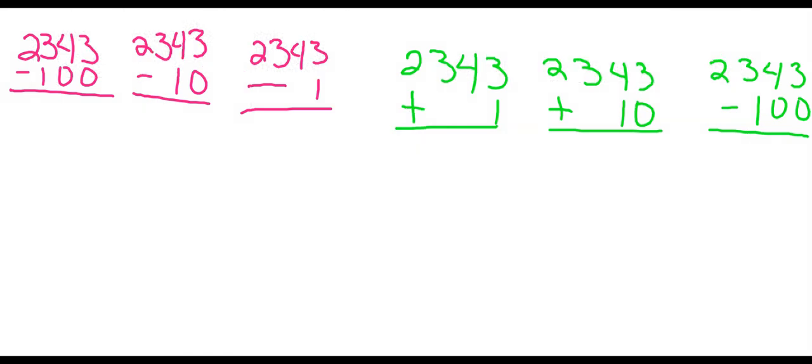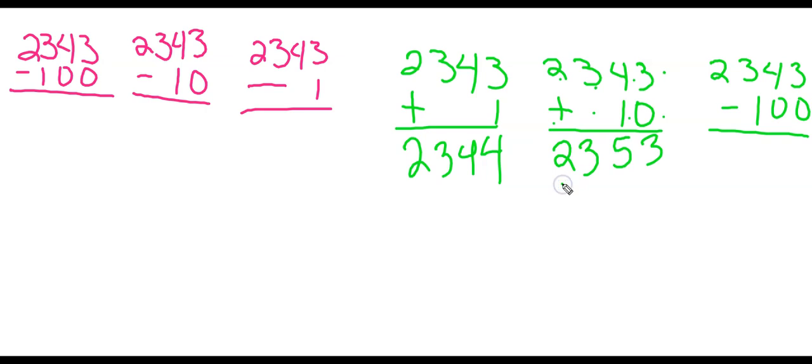Okay, so again, 2,343 plus 1, so 3 plus 1 is 4. 4 plus 0 is 4. 3 plus 0 is 3. 2 plus 0 is 2. So what's 1 more than 2,343? 2,344. What's 10 more than 2,343? 3 plus 0 is 3. 4 plus 1 is 5. 3 plus 0 is 3. 2 plus 0 is 2. So I have 2,353. Okay. And what's 100 more?